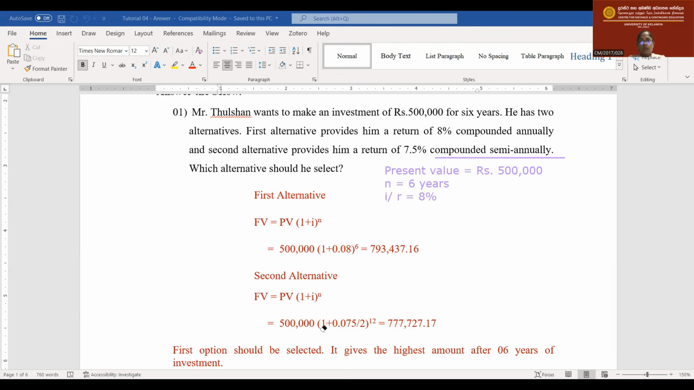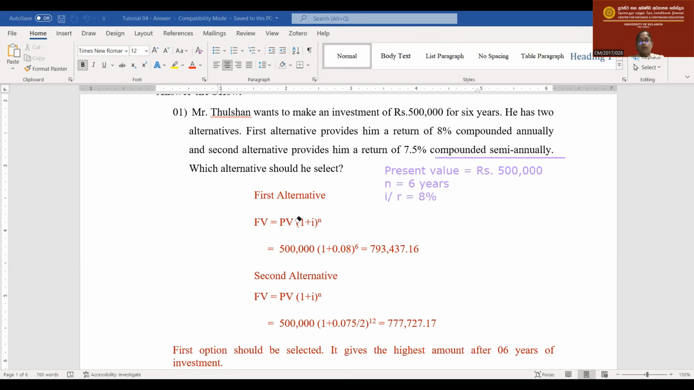Therefore, you can see which option is having the highest future value. Is it the second one? No, the first alternative. Therefore, the first option should be selected. It gives the highest amount, highest future value after 6 years of investment. Clear? This is how you have to calculate the answer.